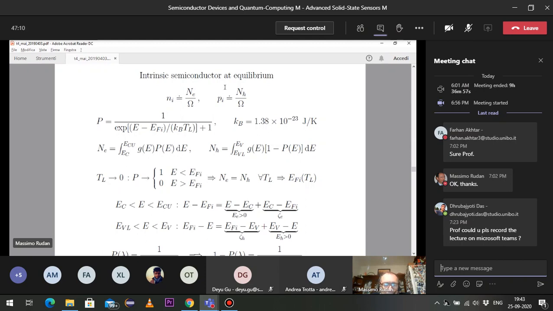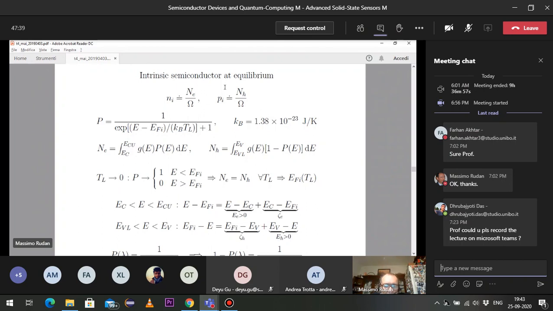The Fermi statistics is repeated here, okay? That is the probability of a state being occupied. So it is P equal to 1 over the exponential of E minus E sub Fi over Kt plus 1. You see the value of the Boltzmann constant here. And then we use simply the definition.